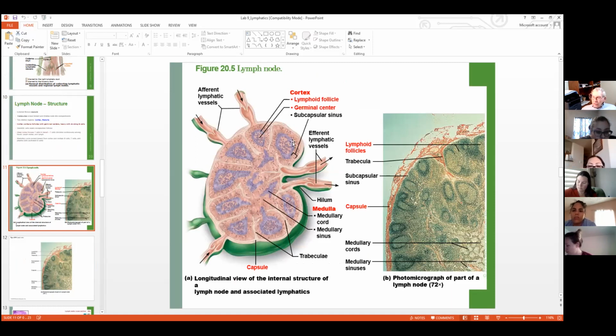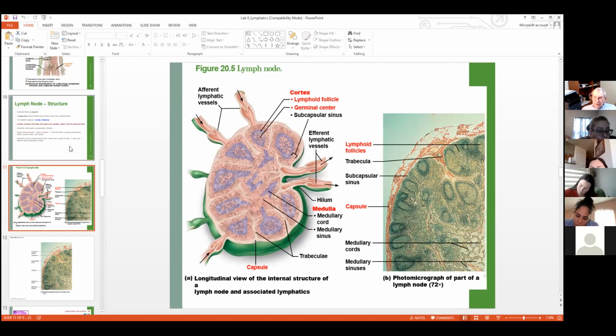Lymphoid follicles. Each one of these has what's known as a lymphoid follicle. Toward the center of this is the germinal center. So these are the areas of the lymph node that we need to know. Also, the outside, the capsule. So this is in number 10, 11, and 14.